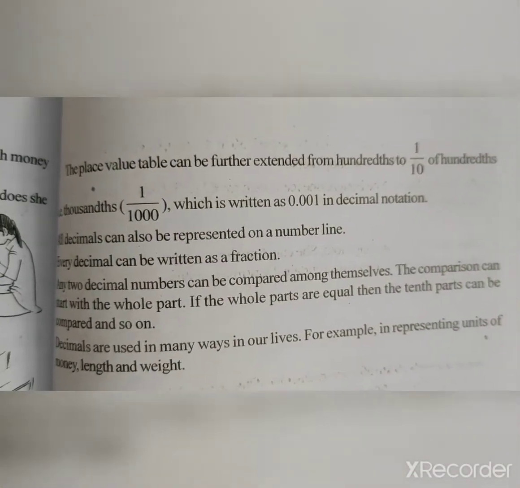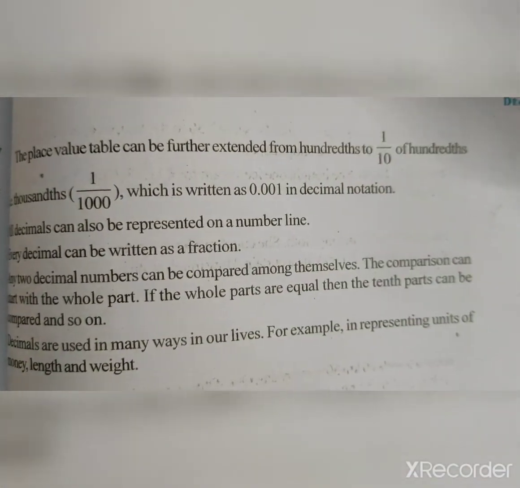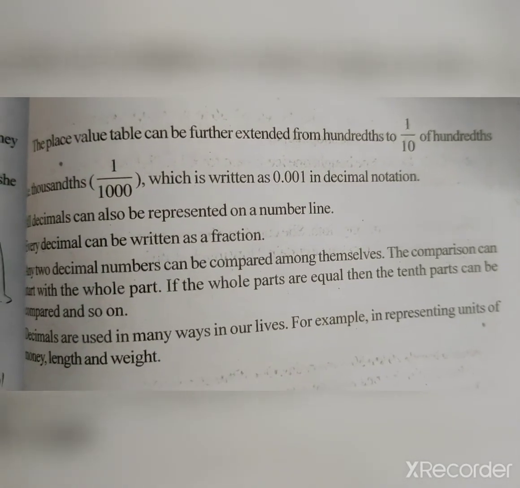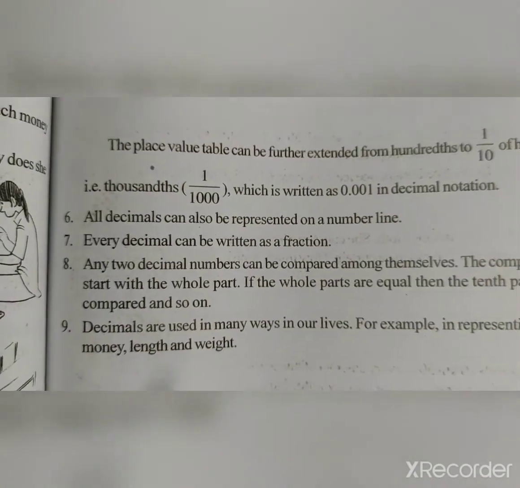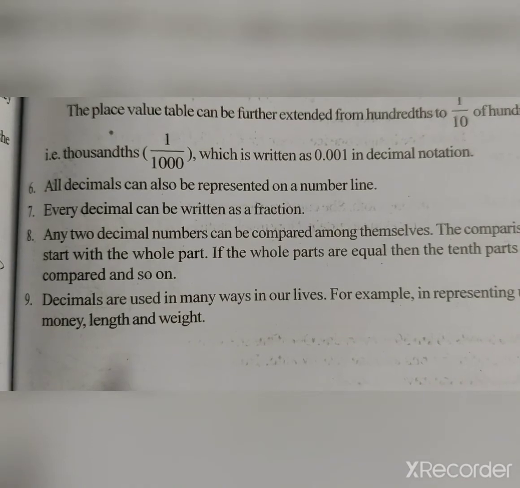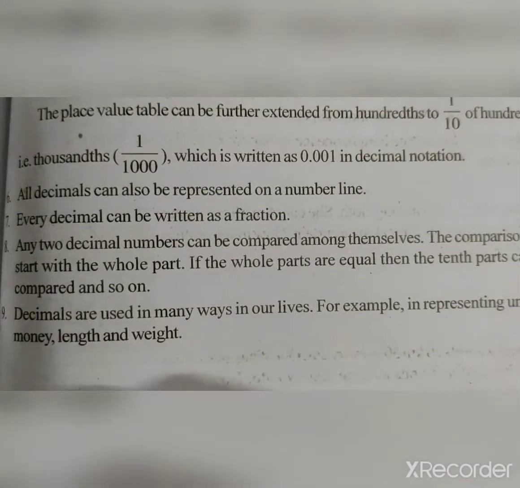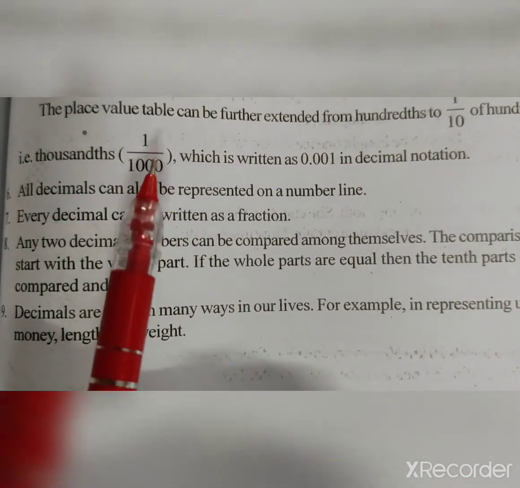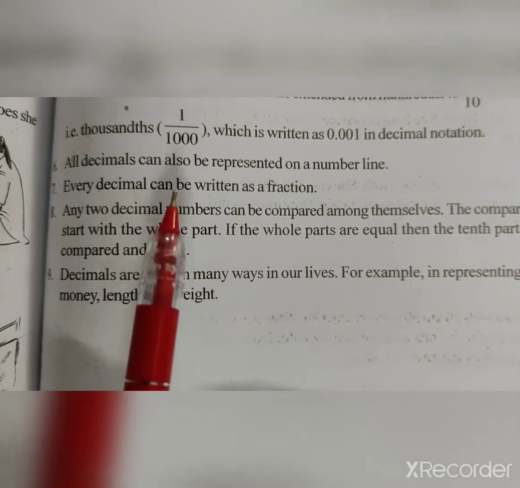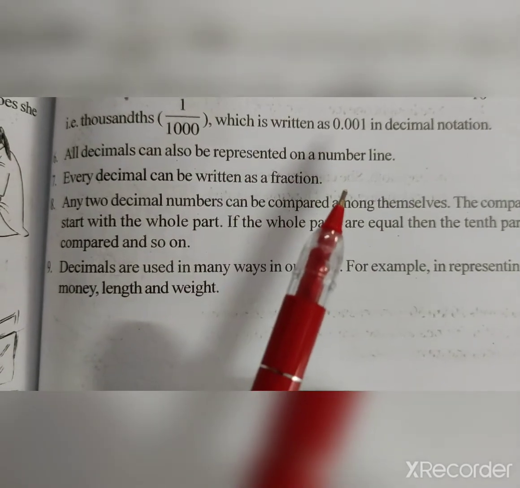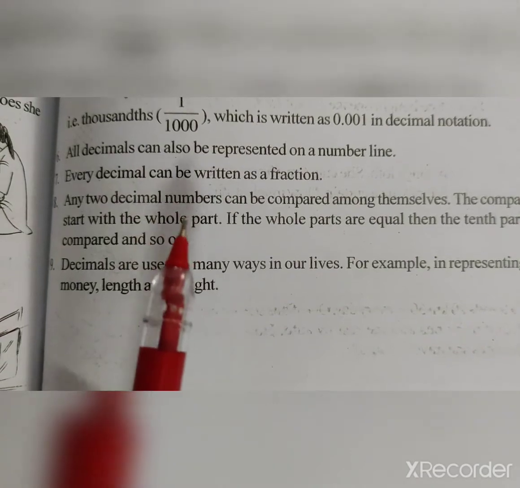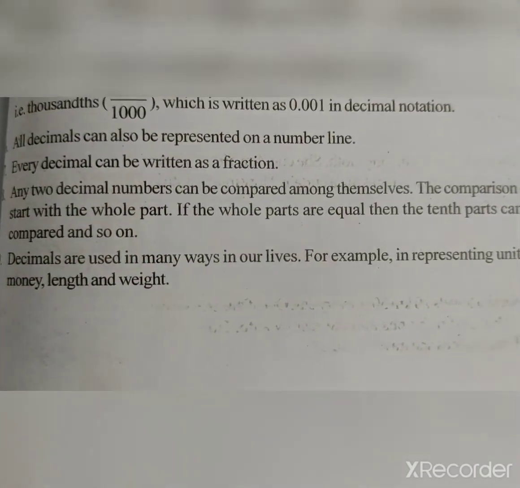The place value table can be further extended from hundredths to 1 upon 10 of hundredths, that is thousandths, which is written as 0.001 in decimal notation, because in the denominator 3 digits are there, so we will put the decimal before 3 digits. All decimals can also be represented on a number line. Every decimal can be written as a fraction. Any two decimal numbers can be compared among themselves.